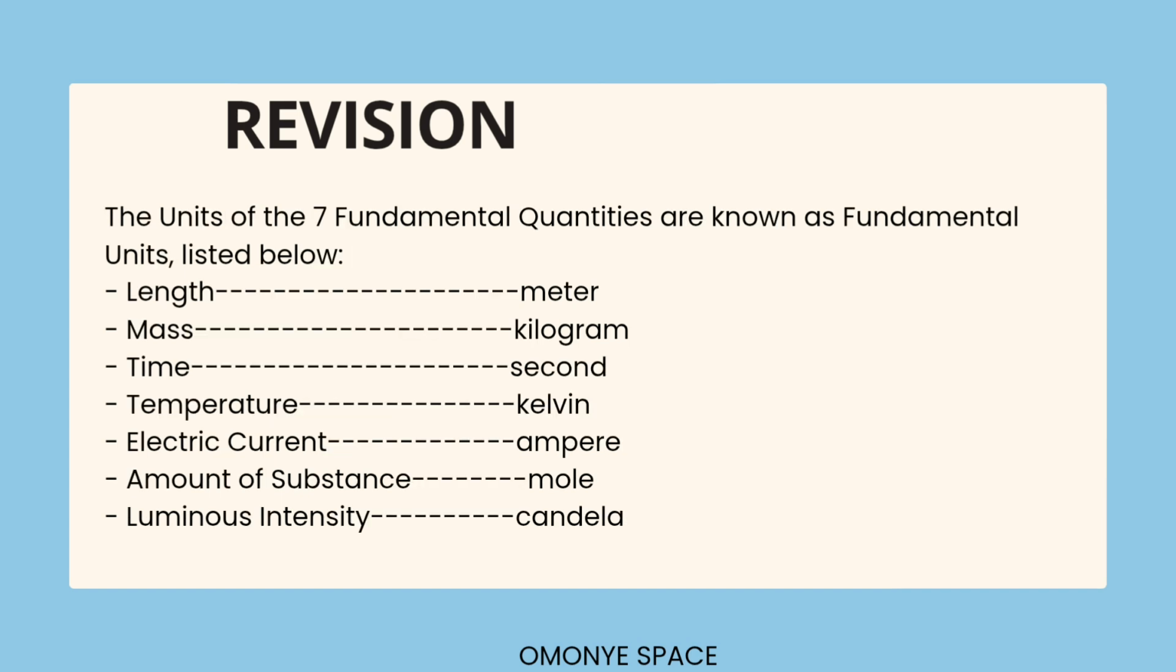Also, we looked at the 7 fundamental quantities: length, mass, time, temperature, electric current, amount of substance, and luminous intensity. So these 7 fundamental quantities, their units are known as the fundamental units, and we also looked at the unit abbreviation.